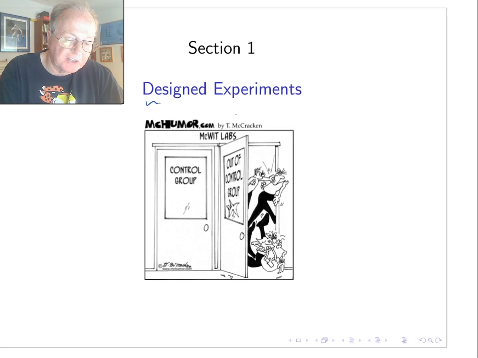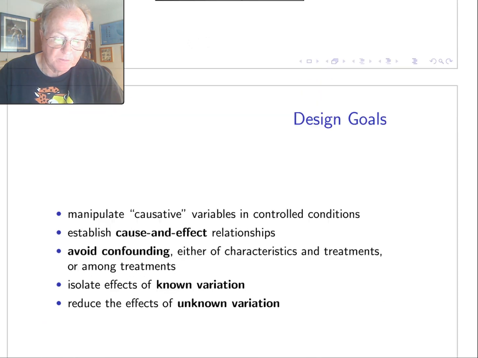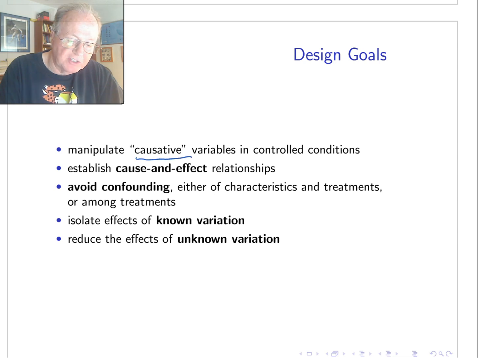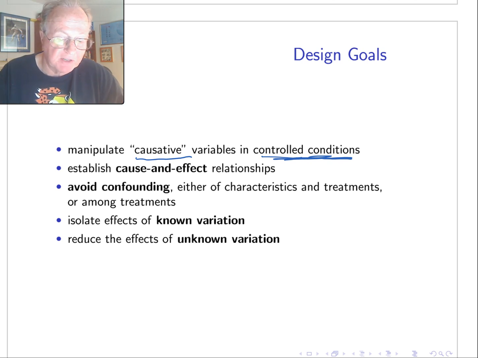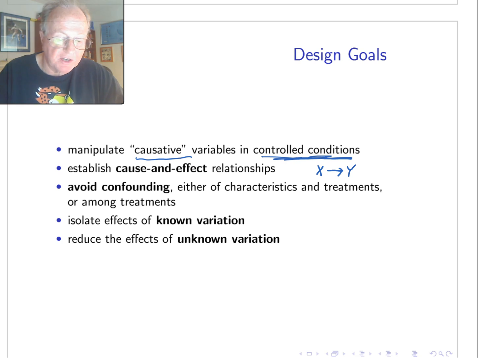Good experiments these days are all designed experiments. And so let's talk about some basic elements of experiment design. In experiments, we want to manipulate causative variables in controlled conditions. That is, we don't want things changing that might influence the outcome of the experiment. The reason is to establish cause and effect relationships. So X is the thing we manipulate, and Y is the thing we measure to see if the manipulation did any good.